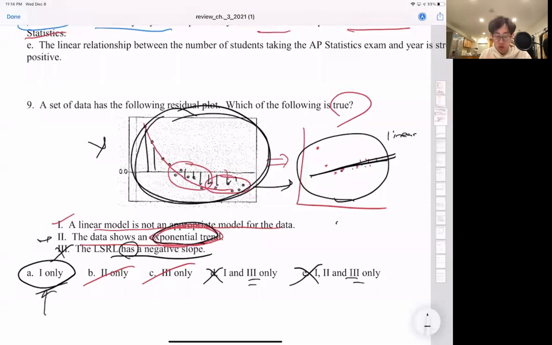Even though a linear model is not appropriate for the data, that doesn't mean that it can't have that trend. It could show that relationship, but that's why 1 is definitely true, because we talked about the scatteredness of the residual plot. It doesn't show you that. So 1 is true. The other ones, you can't have it.